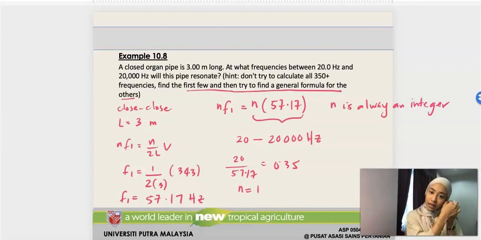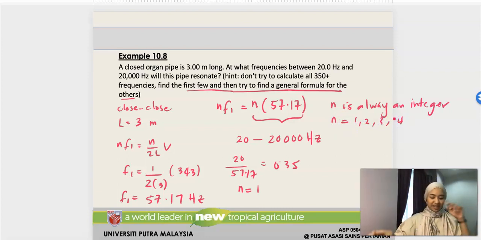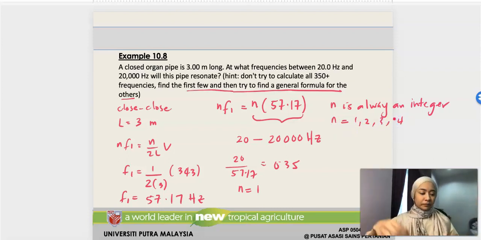Okay, so n is always an integer. You can't have like 0.3, 0.5, no. You have to have a whole number, which means that n should always be 1, 2, 3, 4, 5. You know what that is. I'm not teaching you maths here. So n should always be an integer. That means that the first overlap happens at 57.17, so that is n equal to 1. Okay, great. Kita dah tahu yang tu.